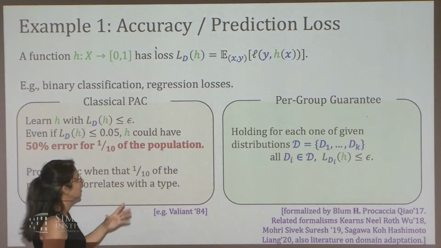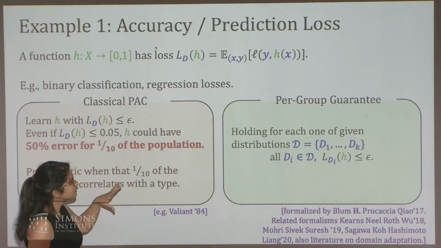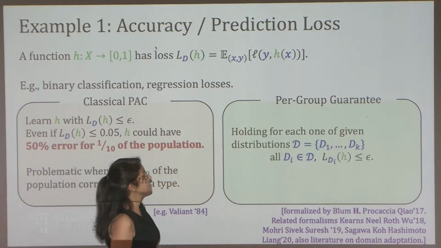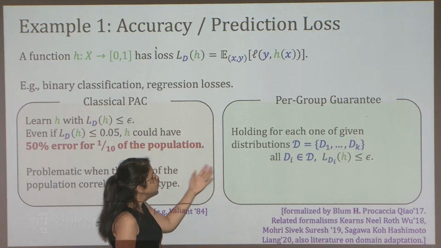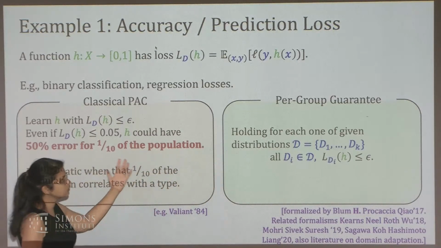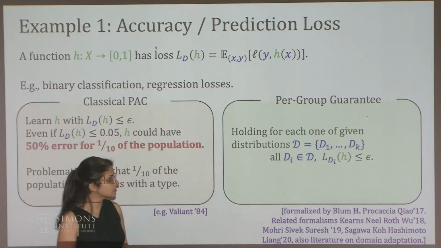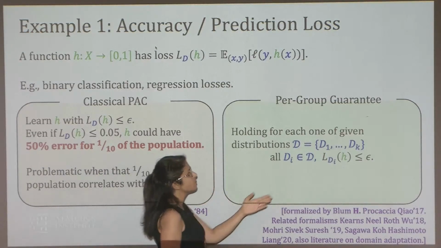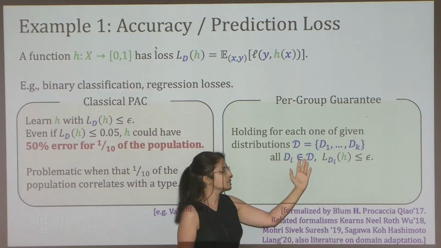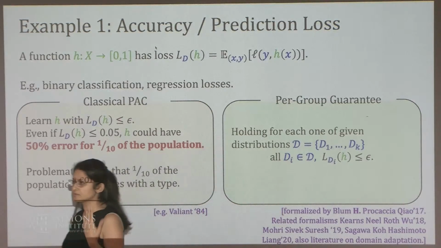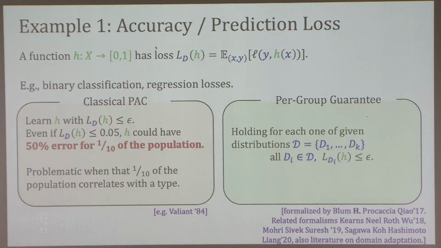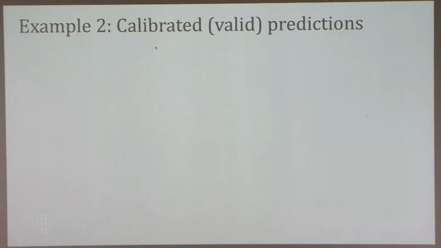Multiple different groups have come up with different perspectives that I can summarize as per-group guarantees. You're still trying to do PAC or agnostic learning, but now you have multiple distributions, D1 to Dk, and what you're hoping for is that for every distribution of interest, your loss is small. So this is going from single to multiple distributions. Okay, that's one example of what we've done in terms of formalisms. Let me give another example. So this was about binary prediction and accuracy loss.